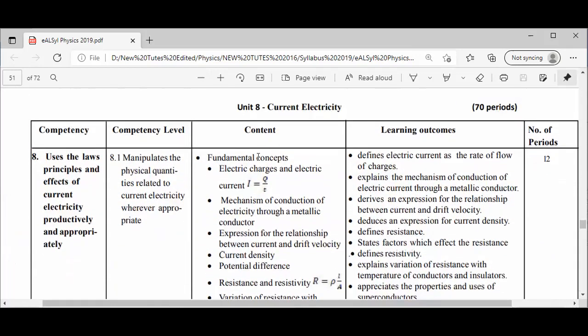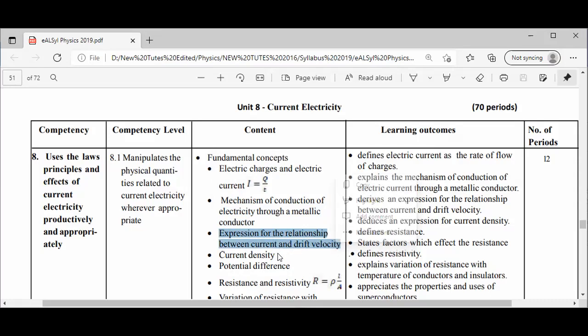Fundamental concepts. I'm talking about the middle column, the content column. Fundamentals contains electric charge and electric current. Electric current, I equals Q over T. We discussed the mechanism of conduction in a metallic conductor. This is what I have explained today. Free electrons should be there for a current to pass. Expression for the relationship between current and drift velocity. Today we obtained the expression for the relationship between current and drift velocity.